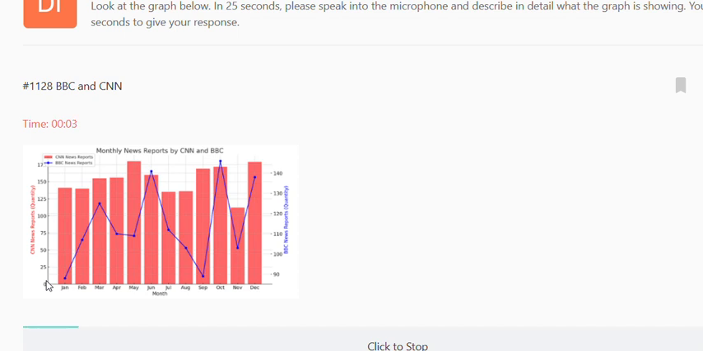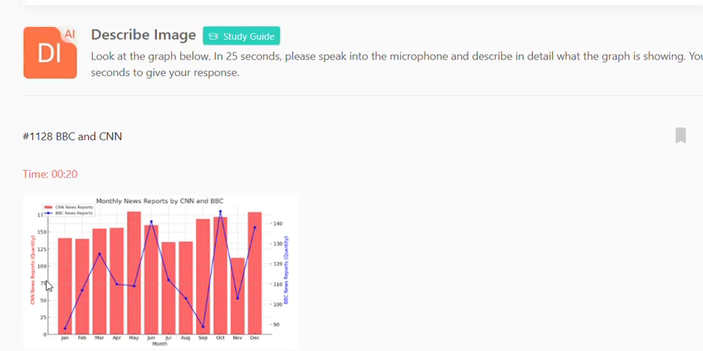The bar chart in front of me represents monthly news reports by CNN and BBC throughout the year from January to December. From the image, I can see that for CNN news report, May and December, they are having the highest value, which is nearly 175. Whereas the lowest values for CNN report is during November, which is nearly 100. The BBC news reports having the highest value during October, whereas the lowest value is during September. Overall, the image gives me good idea about different news channels.